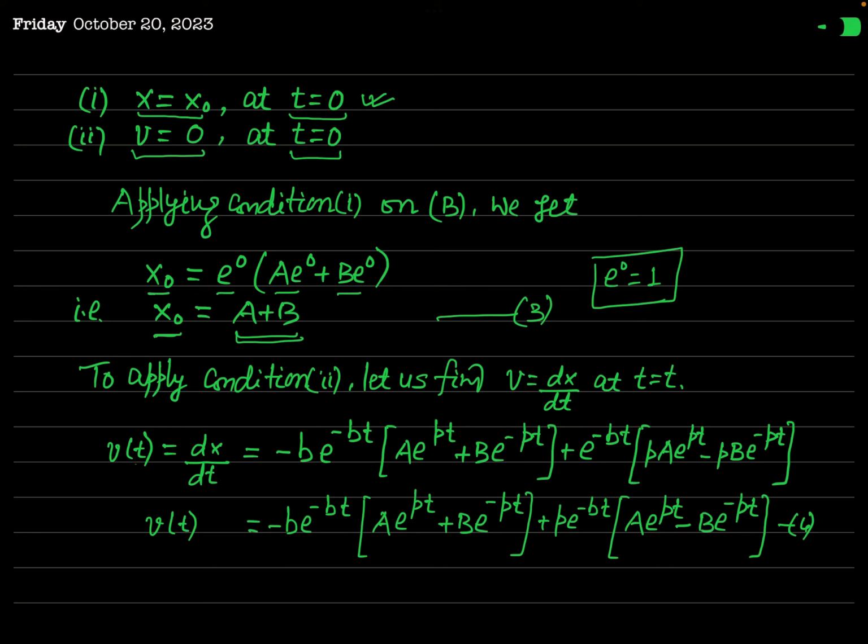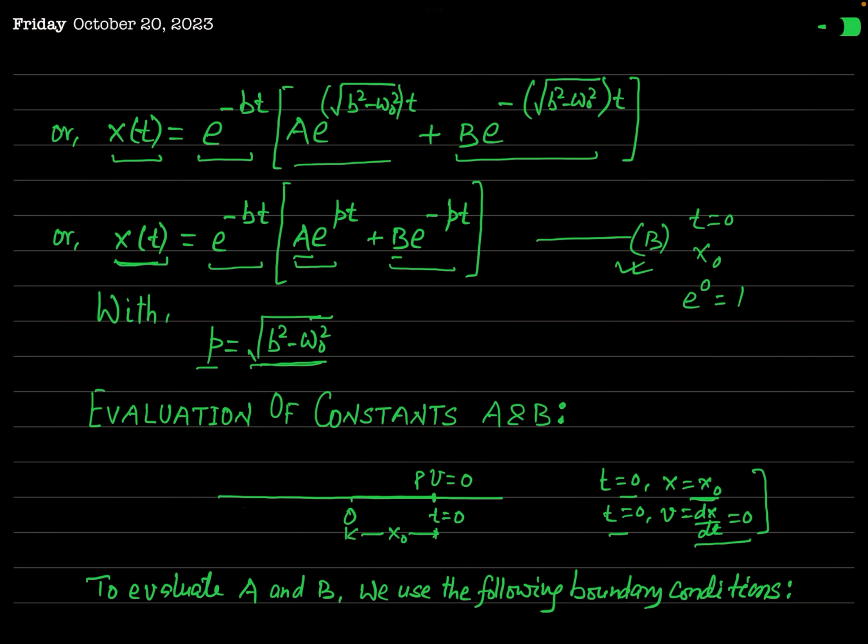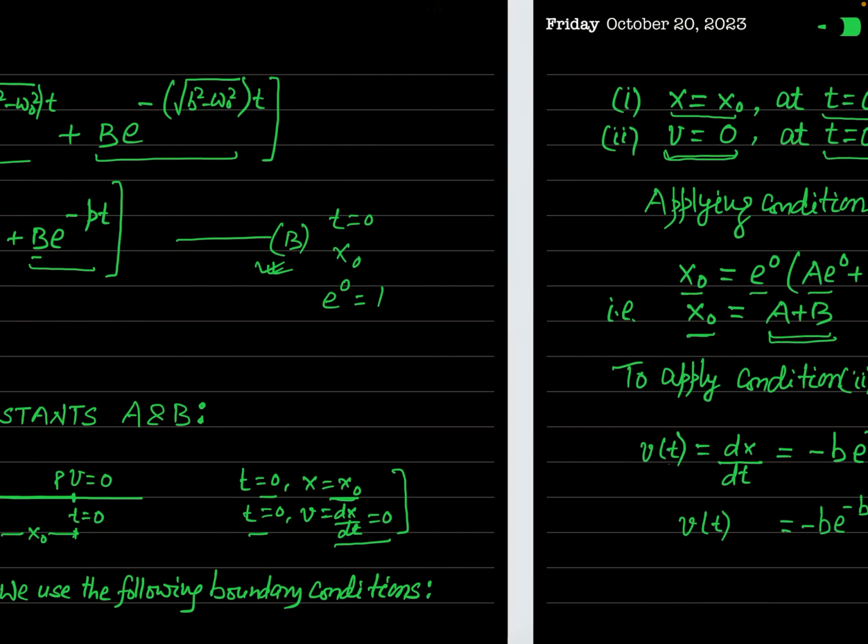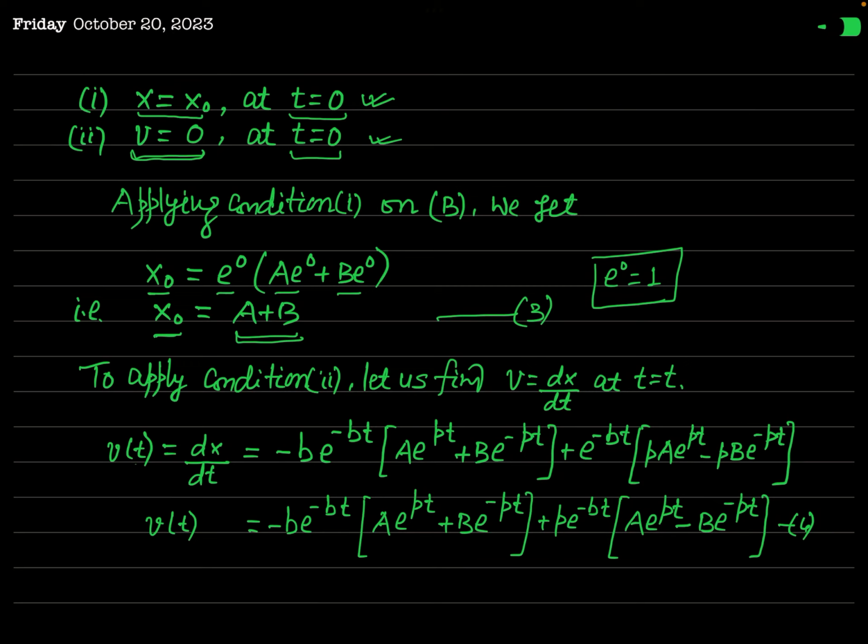For getting the second equation, we have to apply the second boundary condition. But the second boundary condition is for the velocity of the particle, while this equation b is for the displacement. So before applying the second condition, you have to find the velocity of the oscillator at any time t. And how can you get the velocity? Velocity is simply the time derivative of this x. So first of all, find the velocity of the oscillator at time t for applying the second condition.